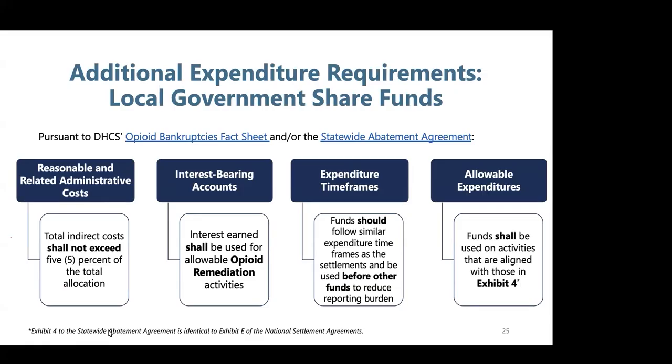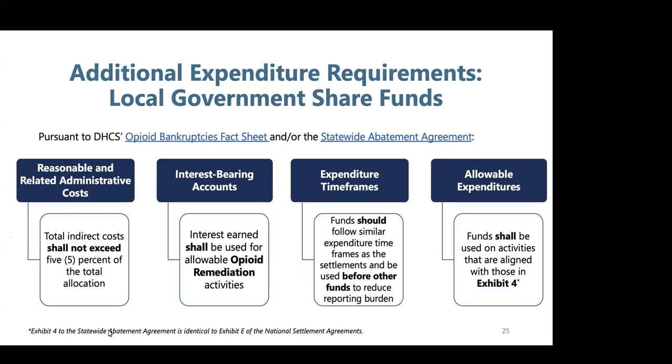Here are some additional expenditure requirements. These are specific to the local governments, who are basically the cities and counties that are receiving Mallinckrodt funds. We do have an opioid bankruptcies fact sheet that's going to summarize a lot of what we talk about here in regards to Mallinckrodt. You can also review the actual statewide abatement agreement, which is also linked here. So for reasonable and related administrative costs, again, it shall not exceed 5% of the total allocation.